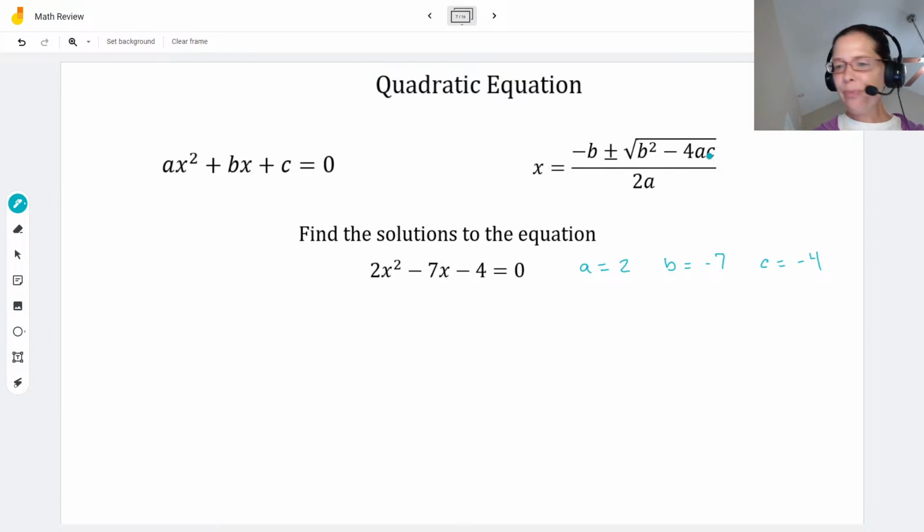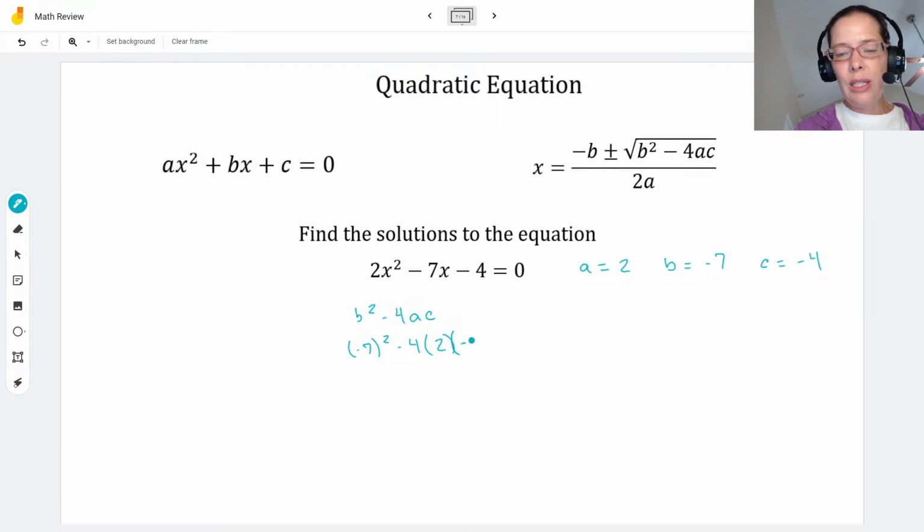Okay, discriminant. So this is going to be b squared minus 4ac. So this is going to be -7 squared minus 4 times 2 times -4. And I have done this calculation, and that gives me 81. It is a positive number, so I'm going to have 2 real roots. So yes. Now I'm going to go for the big quadratic equation.